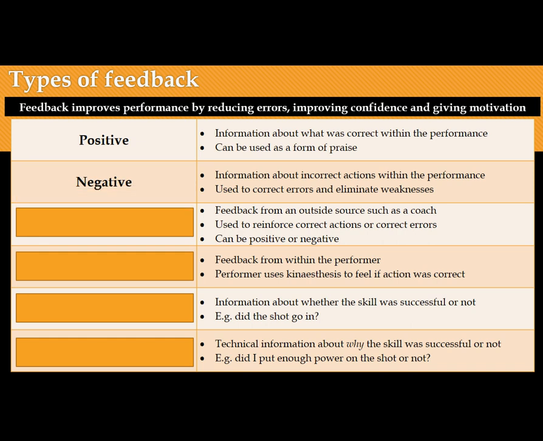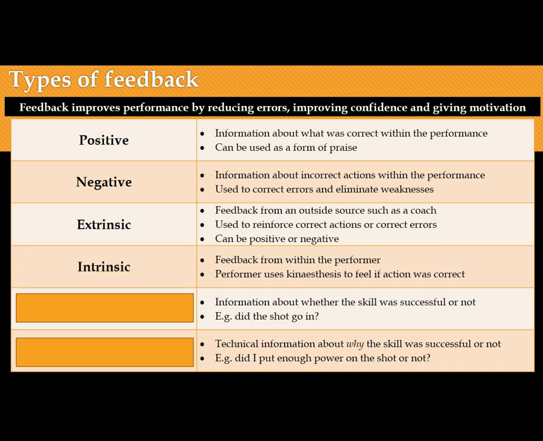The opposite of that is negative feedback, and this is information about what was incorrect, what was poor within the performance, which part of the subroutine was performed badly, and it's used to correct minor errors and to eliminate any weaknesses in overall performance. Both of those are examples of extrinsic feedback, which is given from an outside source, such as a coach, or it could even be a peer.